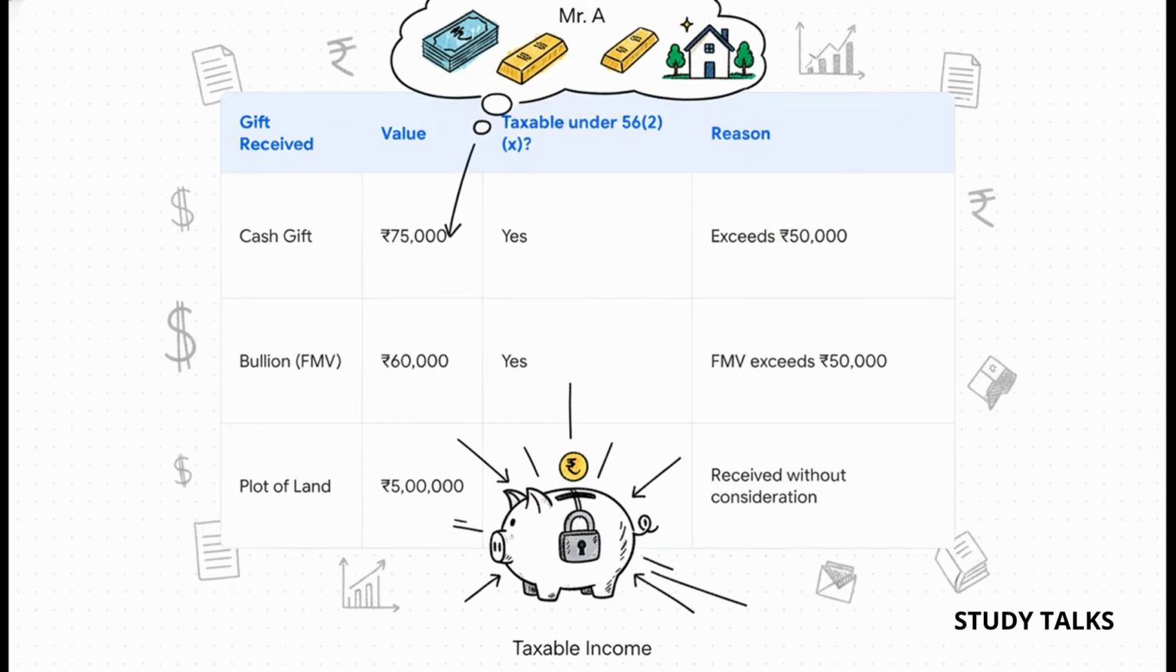Okay, let's apply this with a quick example. Mr. A gets a few things from a friend. First up, cash, 75,000 rupees. Is it taxable? Yes. Why? Because it's over the 50,000 rupee limit. The whole amount becomes taxable. Next, he gets bullion worth 60,000. Same logic. It's property and it's over the limit, so the full 60,000 is taxed. And finally, a plot of land received for free. The stamp duty value is 5 lakh. So guess what? The entire 5 lakh is taxed as income.